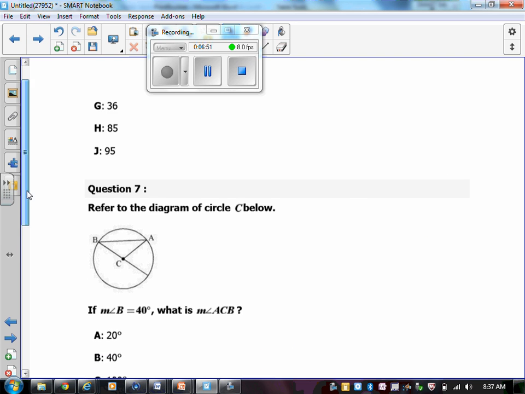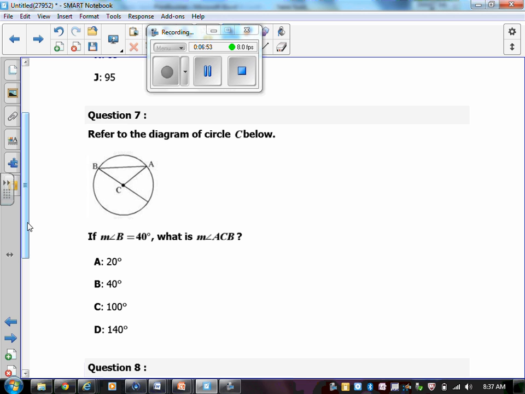All right, number 7. Refer to the diagram of circle C below. Again, knowing that it is circle C, that means this is going to be the diameter of the circle. That means it cuts the circle in half. You want to know, if angle B is 40, so if this is given to be 40, what is the length of ACB?